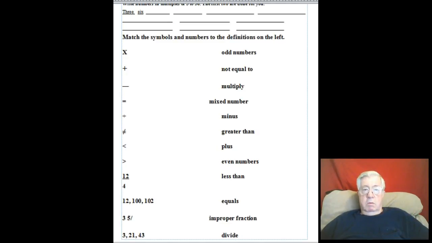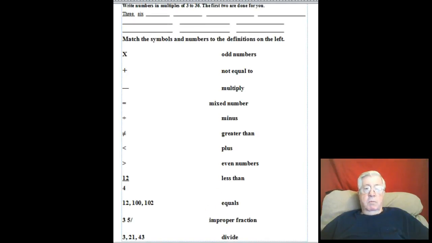Here is another one. Now this one, you write the numbers in multiples from 3 to 36 in here. First 2 are done. Here you do matching. Again, full screen view. Select print screen, and you'll have a copy. And there's 3 more. I'll put those up.